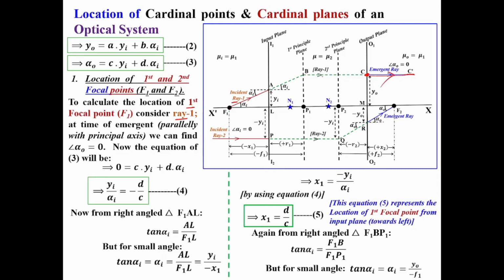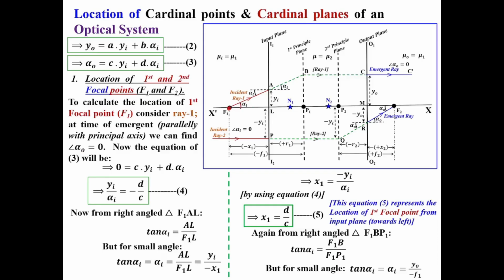This is the emergent ray of ray 1. Here it is incident on the input plane, passed through this optical system, which is enclosed between input and output plane, and emerged at the point C parallelly with optical axis. Sorry, yes, optical axis or principal axis. Okay, if it is so, then alpha O here, if I am going to consider this angle, see, this angle is the angle of incidence or input angle. We can say the input angle of this object, which is at focal point, first focal point F1.